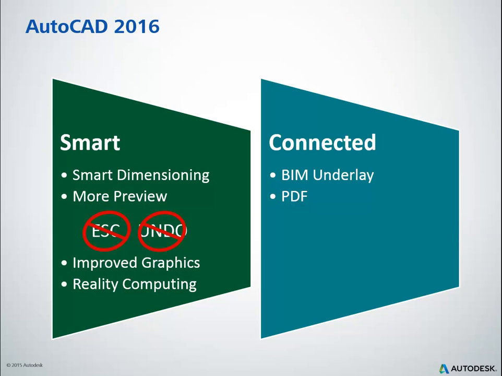So those are the main topics in 2016. First, smart dimension, more preview, improved graphics and reality computing, and on the connected side, the underlay from Navisworks files and the PDF improvements on both exporting and importing PDF drawings to AutoCAD.